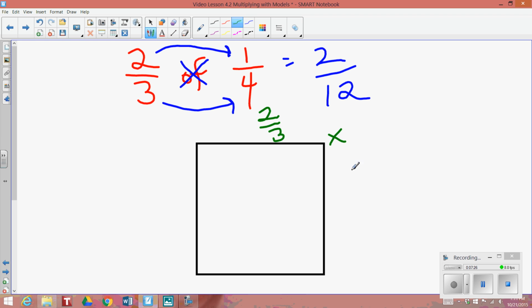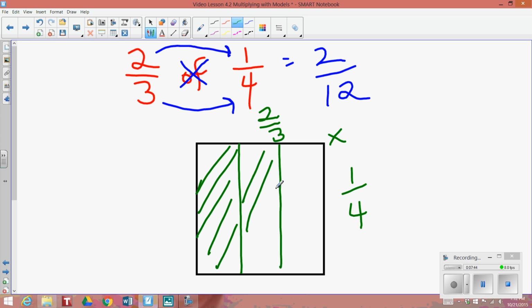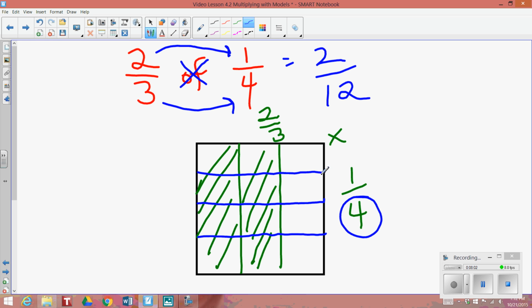2/3 times 1/4. This denominator of thirds is going to tell me how to cut this square vertically. And I know that it's thirds, so I'm going to make thirds. So here's my 3 equal pieces, and I'm going to shade 2 of them. And I'm going to take 1/4 of this 2/3, or 2/3 of the 1/4. So here's my 2/3. And then I see this denominator is fourths. So I'm going to cut, going this way horizontally, my square into fourths. And I'm going to shade how many? You got it. The numerator tells you 1/4. So I'm going to shade 1/4 in.